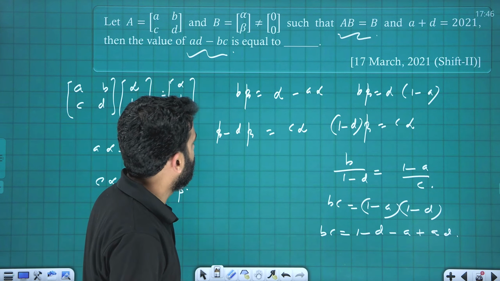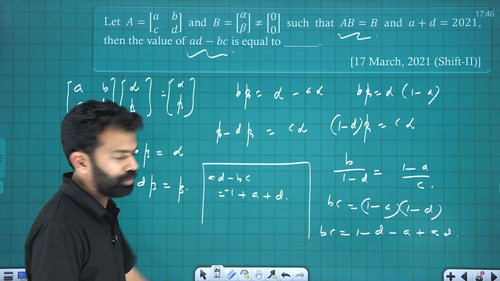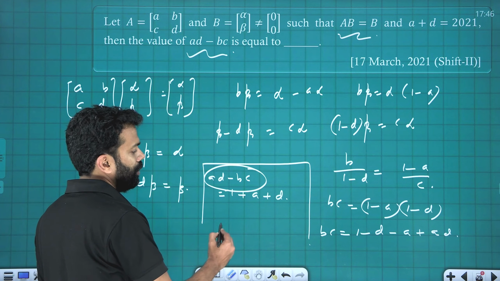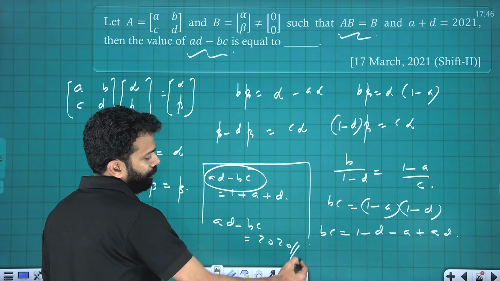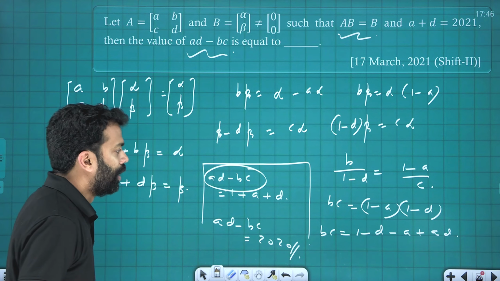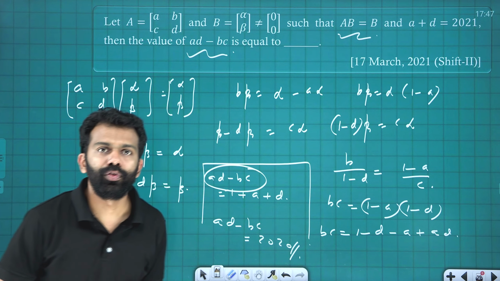The answer is here. What is A plus D? 2021. And what is 2021 minus 1? 2020. That's it. That's what you need to find, right? Therefore, AD minus BC is equal to 2020. And that's all for today's session.